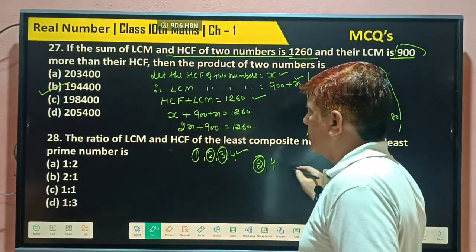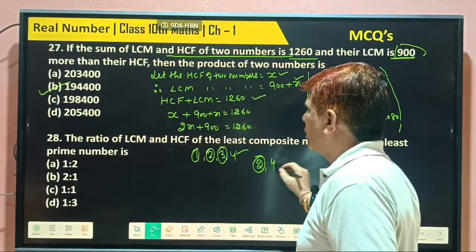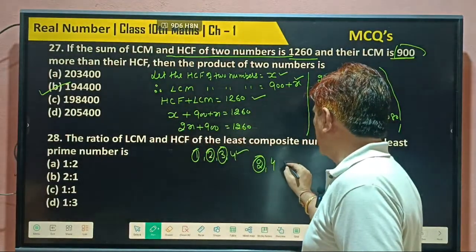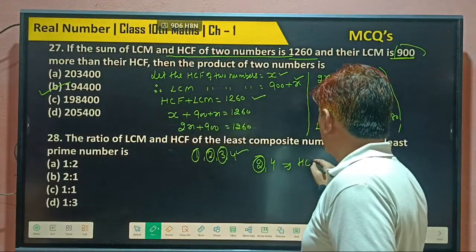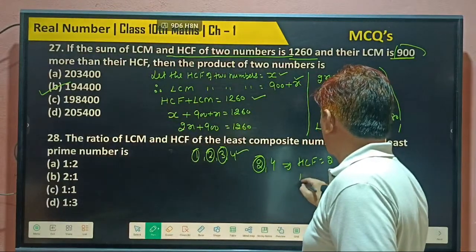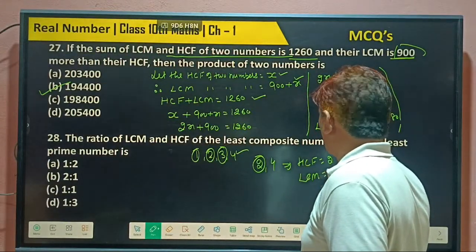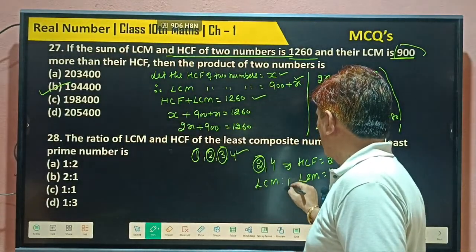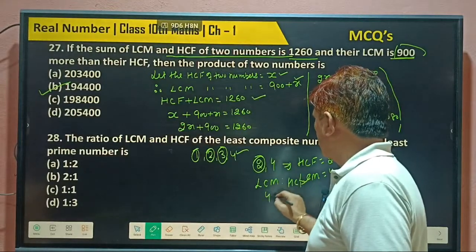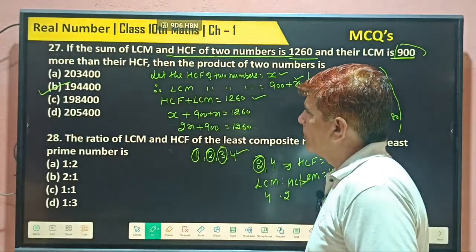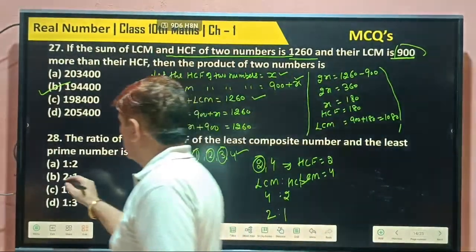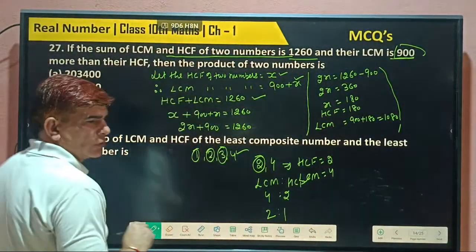So the ratio of the LCM and HCF. First find out their HCF. Their HCF is equal to 2. And what's their LCM? LCM is equal to 4. So what's the ratio? LCM to HCF, 4 to 2. It means 2 to 1. So which one is your answer? This. Got?